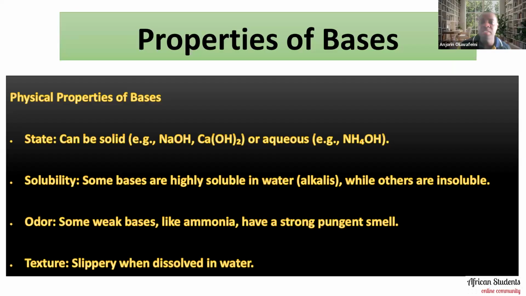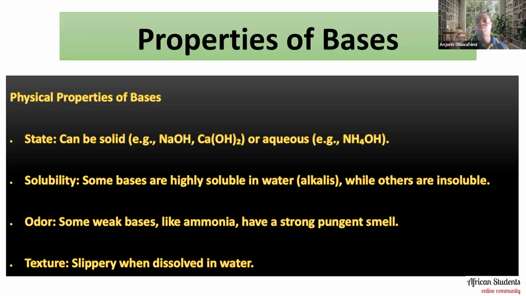Okay, now let's talk about their properties. In looking at the properties of bases, we start with the physical properties. The first one is to look at their properties based on their states of matter. We can have them be solid, e.g., sodium hydroxide and calcium hydroxide. Sodium hydroxide looks like a pellet, calcium hydroxide looks powdery. So they can be solid or aqueous. Aqueous means it can be in a liquid format, in solution. Ammonium hydroxide is an example. So that's one physical property of bases: they can either be solid or aqueous.